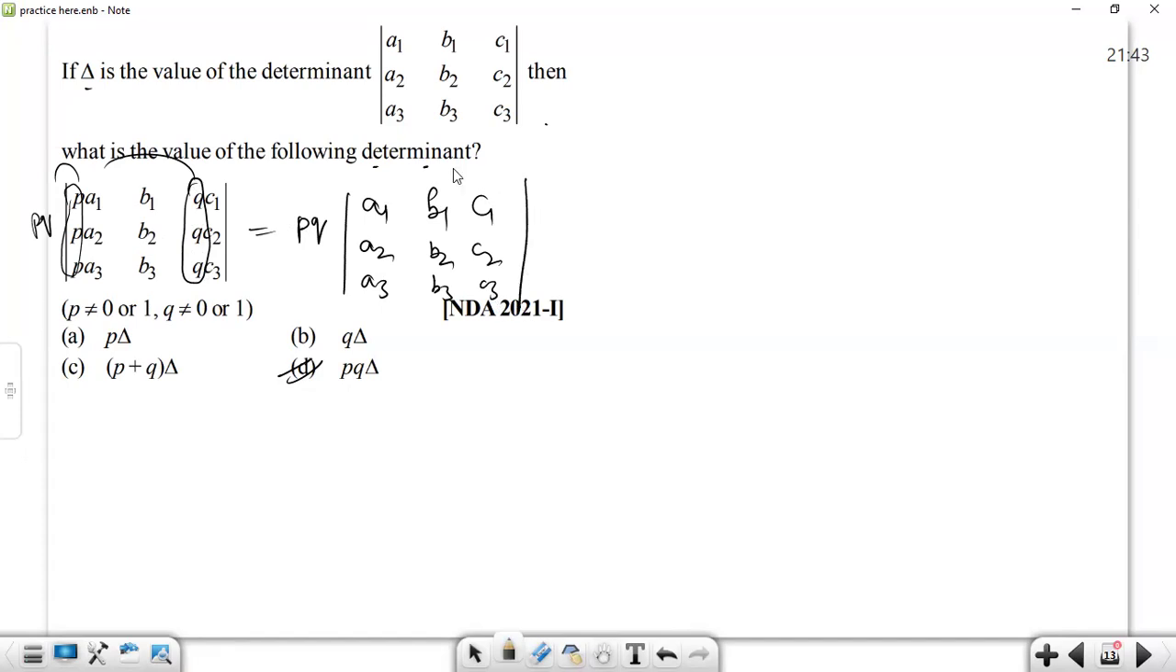So this whole determinant is the same as delta. That's why we have written PQ into 10. Please observe for 5 to 10 seconds and understand how we have solved this question.